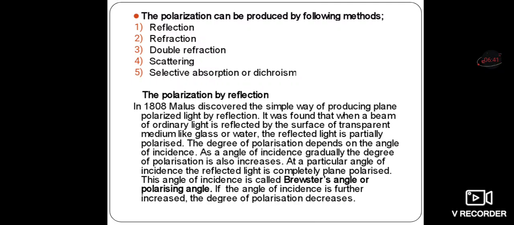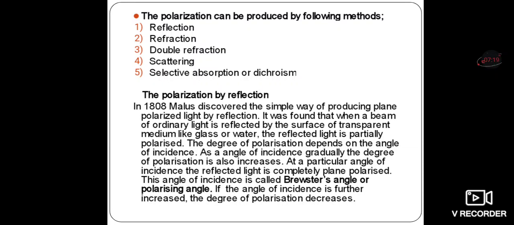Partially means some of the vibrations are absorbed and some of the vibrations are present. So it is not completely polarized. The degree of polarization depends upon the angle of incidence. As the angle of incidence gradually increases, the degree of polarization also increases, but at a particular angle of incidence, the reflected light is completely plane polarized, restricted in only one direction. That angle of incidence is called Brewster's angle or polarizing angle.